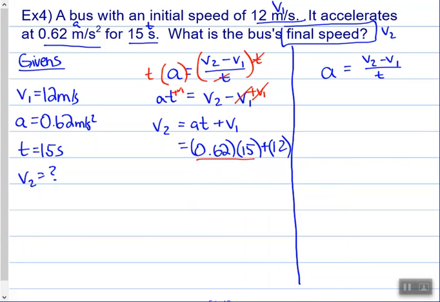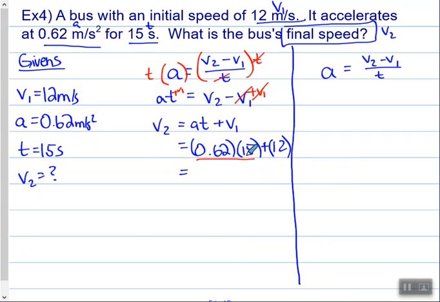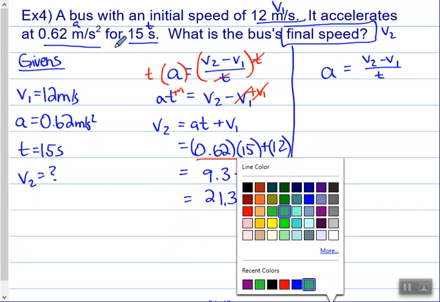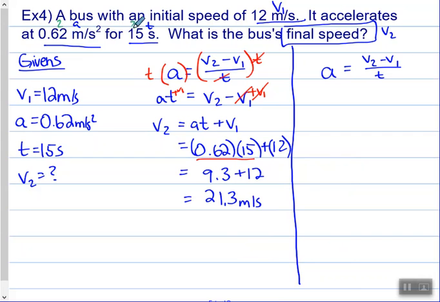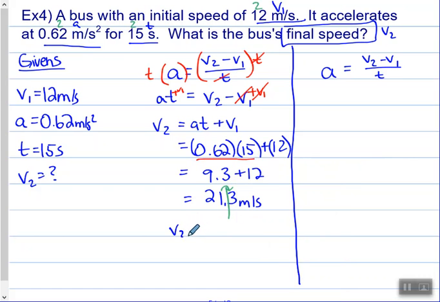So doing this first, 0.62 times 15, and I get about 9.3, then plus 12, we get 21.3 meters per second. Now, significant figures. We have 2 here, 2 here, 2 here. So rounding to 2. Take a peek over. And we get our final velocity is 21 meters per second.